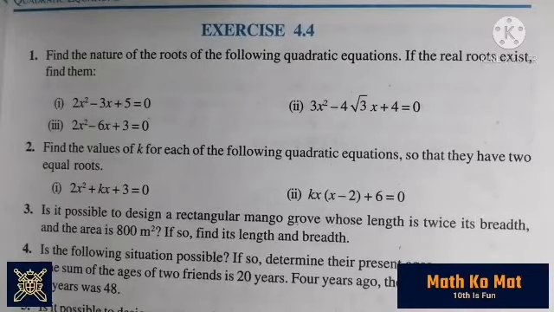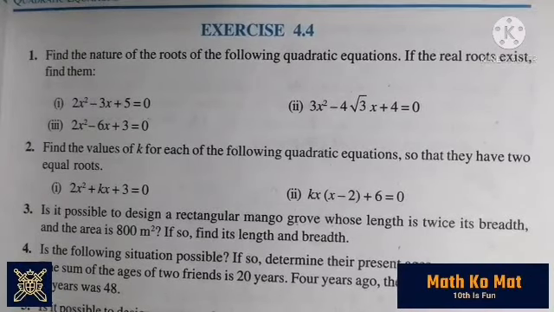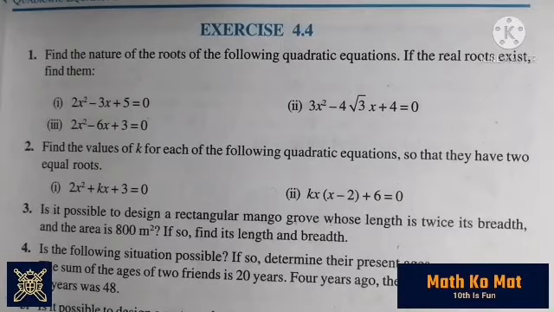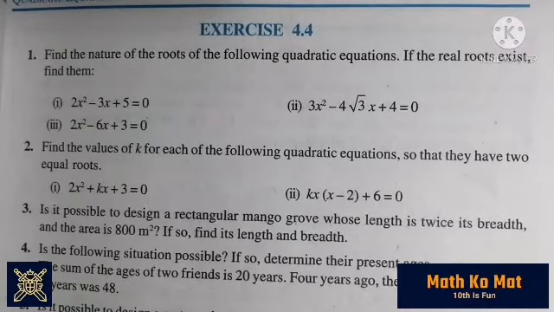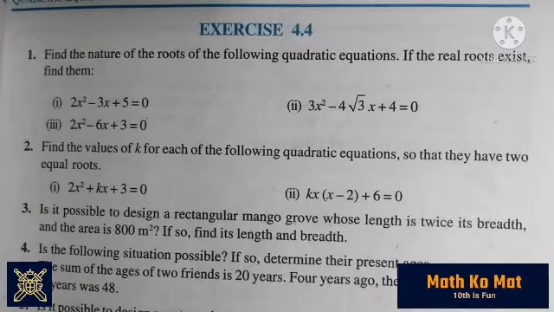In this video, we'll be doing question 2 of exercise 4.4 of quadratic equations. In this question, we have to find the value of k for each of the following quadratic equations so that they have two equal roots. This is the case where the roots are equal to each other, alpha is equal to beta. This is the situation where the value of D, the discriminant, is equal to 0. So we would equate b square minus 4ac with 0 and then the value would be open to us. So now let's start with the solution.